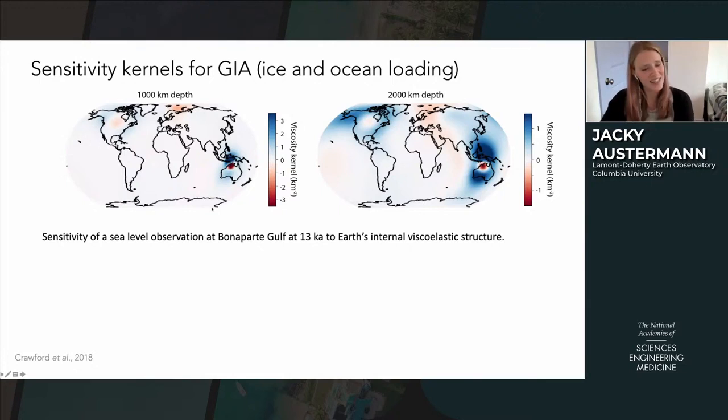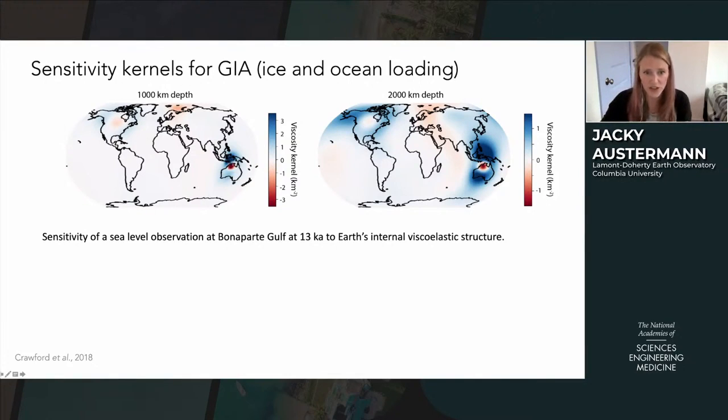And that's shown here. So we're looking at sensitivity kernels that are the results of a specific ice history. We're looking at a station. So we have the Laurentide and the Fennoscandian ice sheet, as I showed you before. And we have a station here that's located in Bonaparte Gulf. We're looking at the sensitivity kernel at two depths here, at 1,000 kilometer depth and at 2,000 kilometer depth.